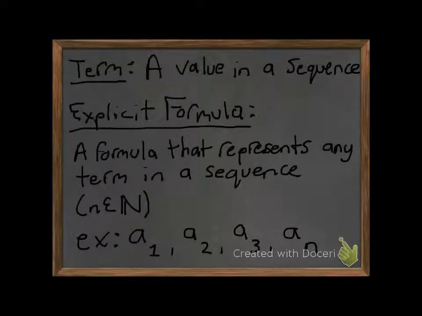Next, we will be talking about the explicit formula. The explicit formula is a formula that represents any term in a sequence relative to the term number, where n belongs to any natural number, as you can see. The example I chose was A1, A2, A3, and then An, which is just basically the number.